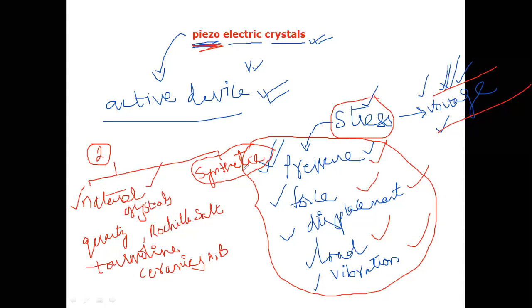Coming to synthetic crystals, lithium dihydrogen phosphate, lithium dihydrogen sulfate, dipotassium tartarate, ceramics A, ceramics B are the examples for synthetic crystals.